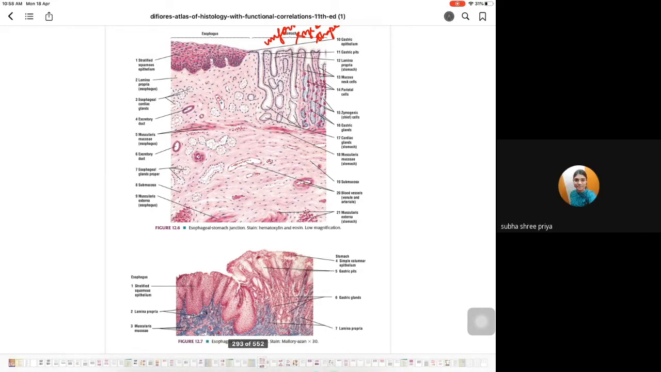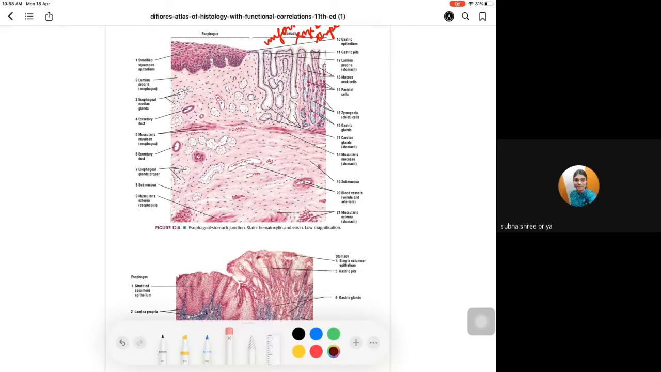Figure 12.6, esophageal stomach junction, stain hematoxylin and mucicarmine. On low magnification, we are seeing stratified squamous epithelium on the esophageal first part. You see the esophagus and stomach. Okay, I will draw a line. So, this is esophagus, and this is stomach. In esophagus, we are seeing stratified squamous epithelium, lamina propria, esophageal cardiac glands, excretory duct, muscularis mucosa, excretory duct, esophageal gland proper, submucosa, muscularis externa.